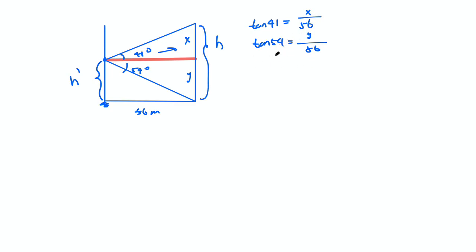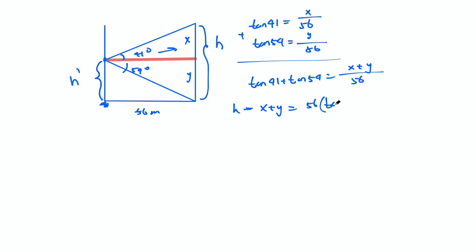So I want to find what x plus y is, right? So notice that if I were to add these two equations, I get tan of 41 plus tan of 54 is equal to x plus y over 56, right? Because they have the same denominator. So when I multiply both sides by 56, this is x plus y, which is our height, and it's going to be 56 times these two tans adding together. Okay, so that's going to give you approximately 126 meters.